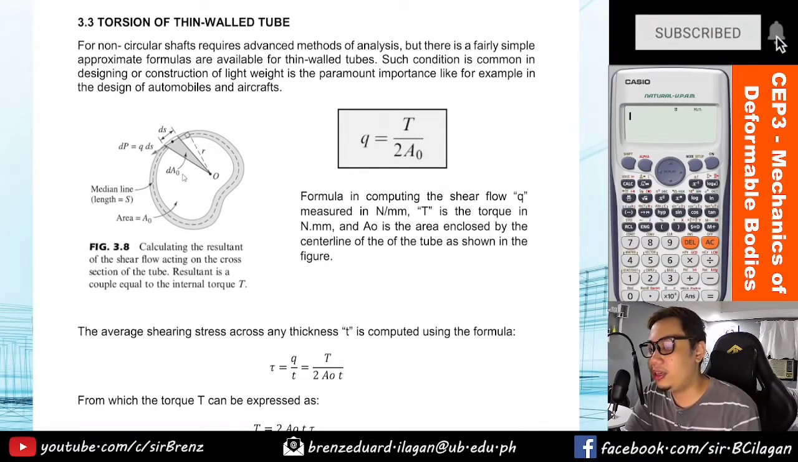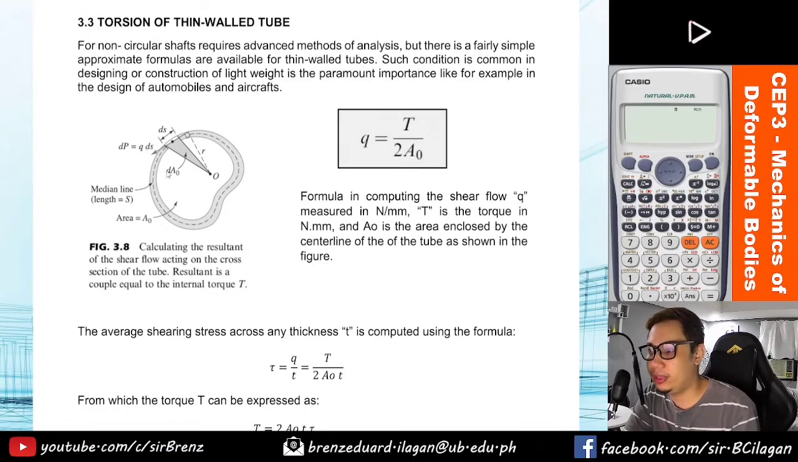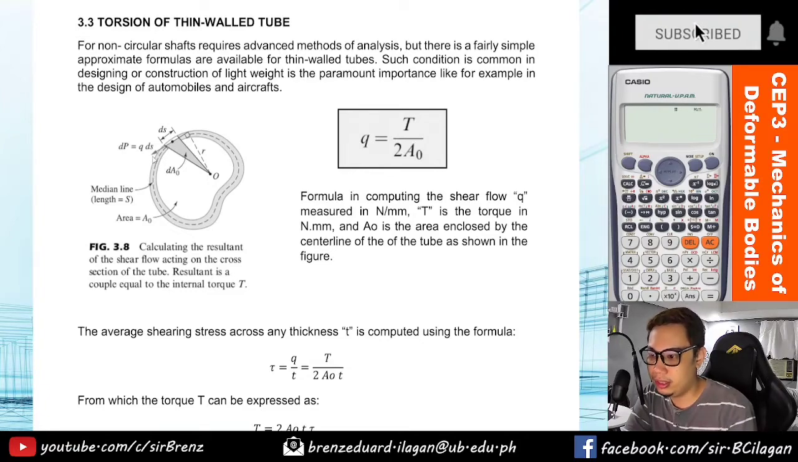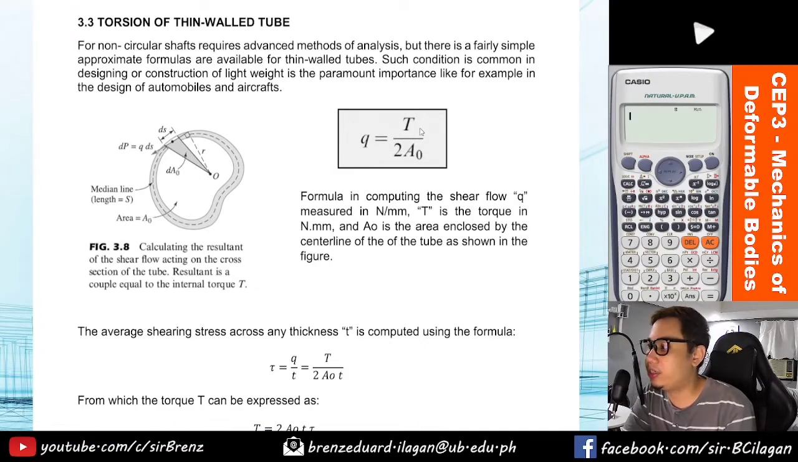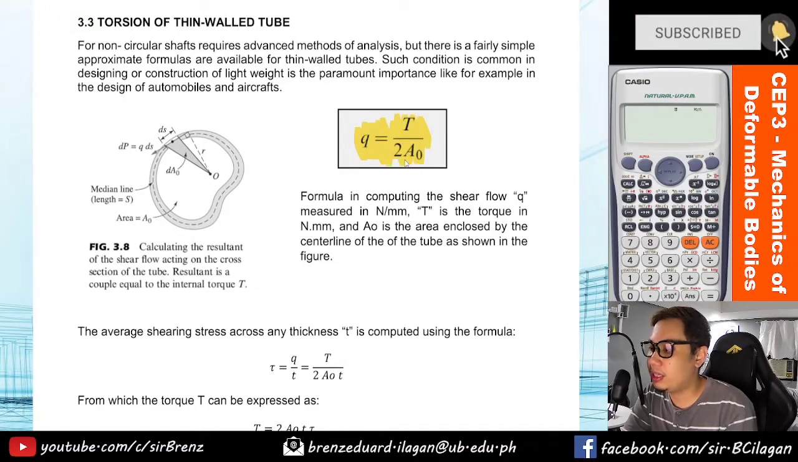Okay, so as shown here in the figure, calculating the resultant of the shear flow acting on the cross section of the tube. So yung shear flow po natin dito is yung q, okay? So the resultant is a couple equal to the internal torque T. So guys, yung formula natin for shear flow is given by the equation q is equals to T over 2 times A sub O.